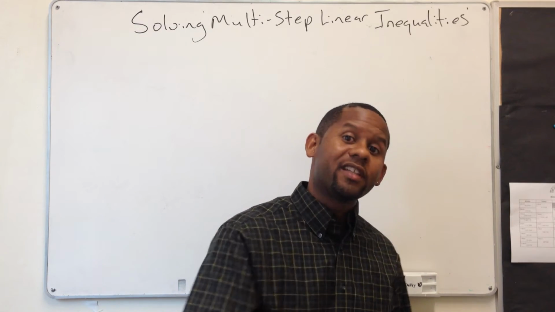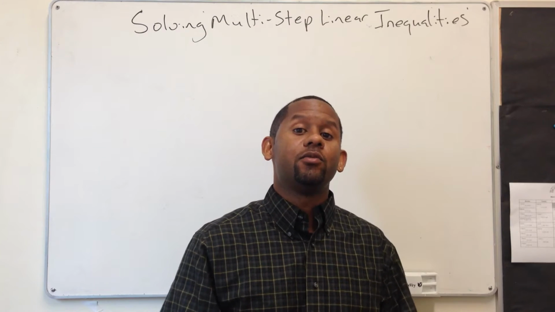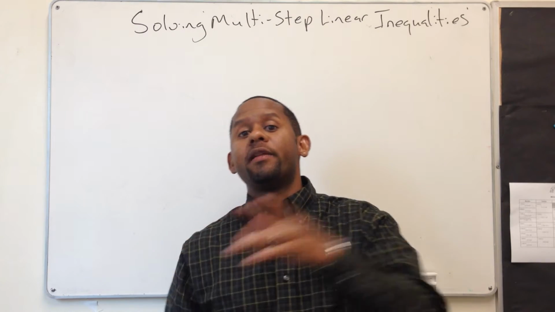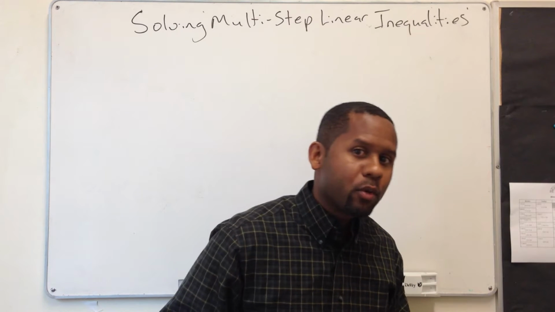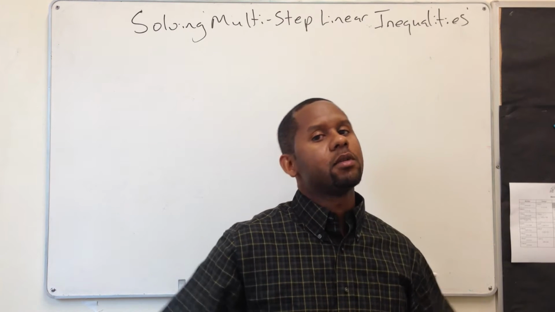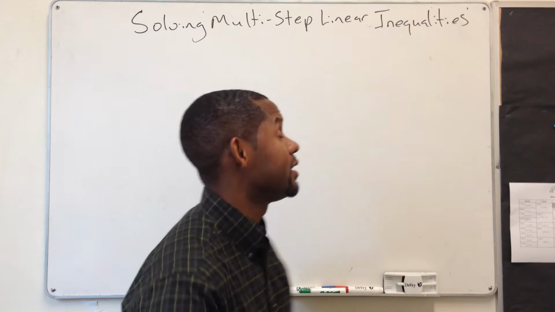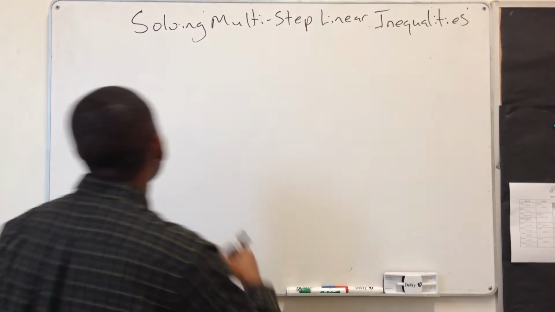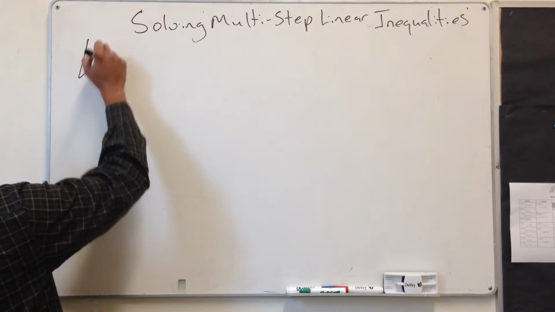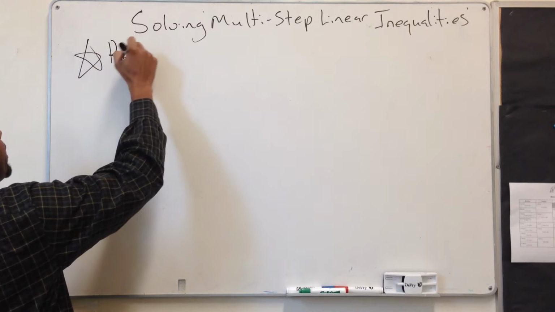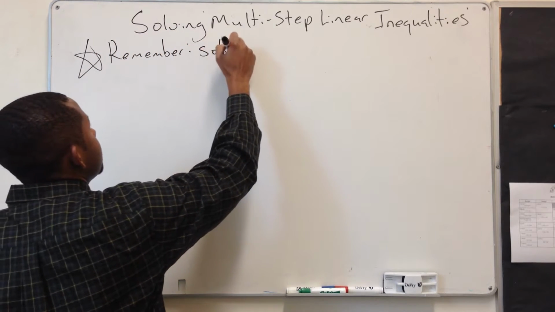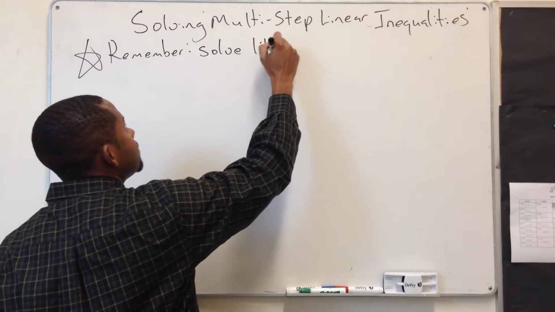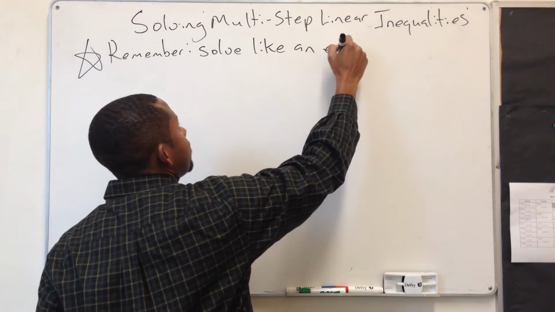There's only one thing that you actually have to remember that's new, and that is if you divide both sides of that inequality by a negative number, or if you multiply both sides of that inequality by a negative number, then you have to flip the inequality sign. So, again, we're just going to write that big star. Remember, solve like an equation.